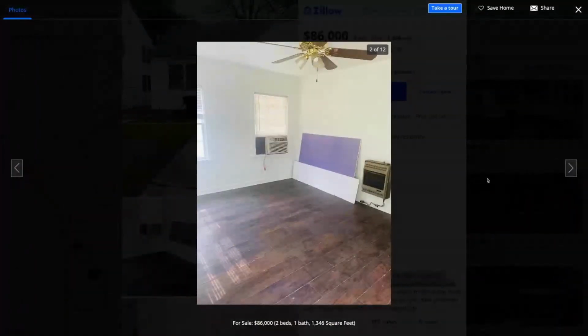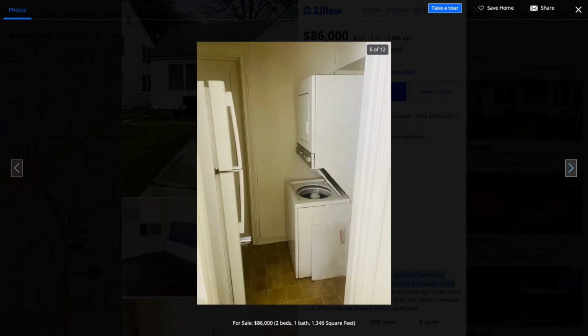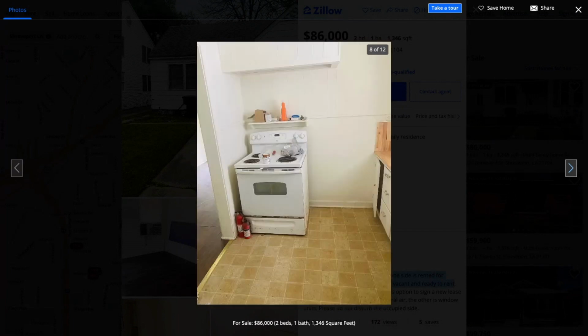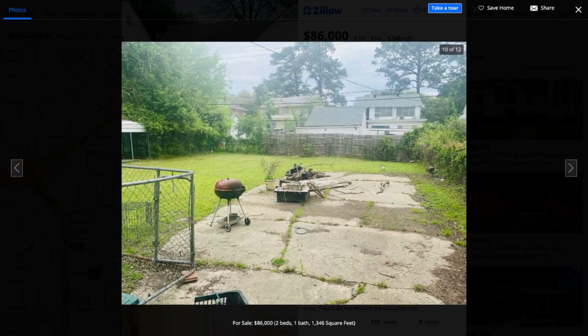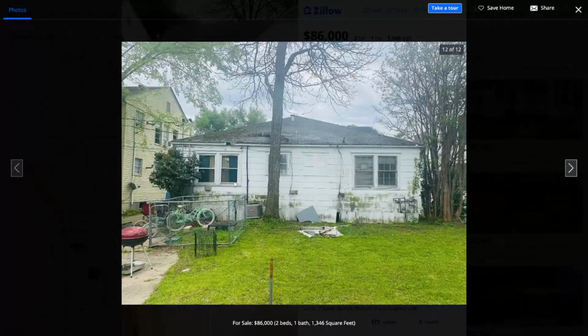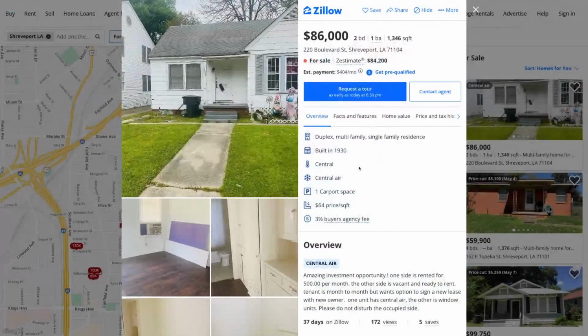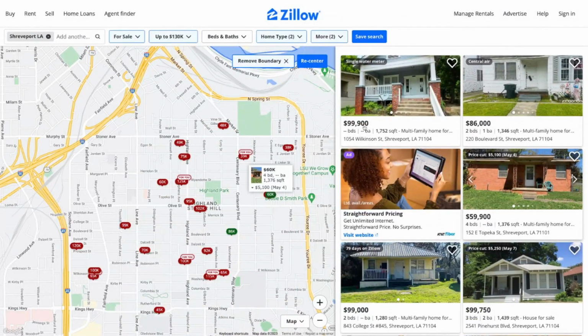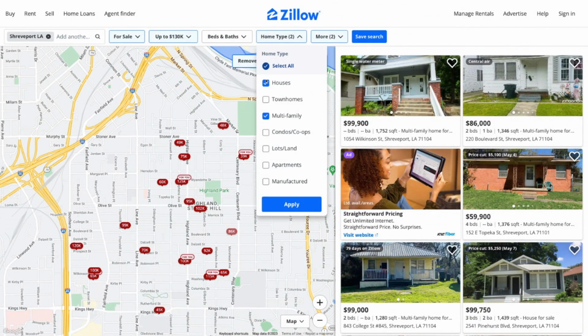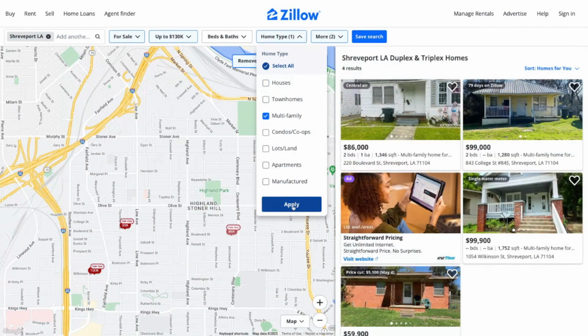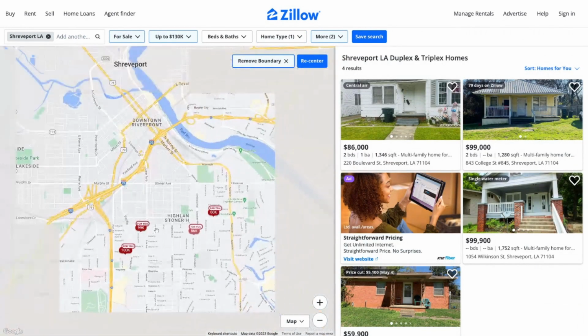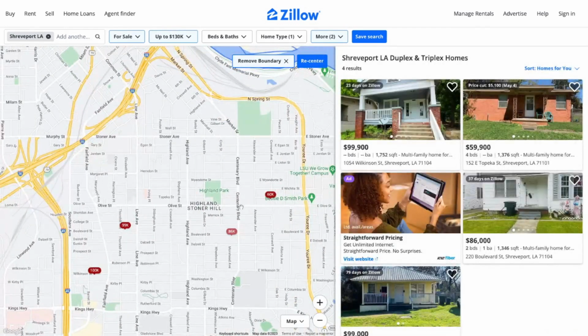Let's look at the condition. It's livable, move-in ready. I don't see any immediate fixes. This is great. At this price point, this is a decent sized yard. Sure, she could use some power washing, but I don't see it as unsafe. And if one side's rented, that's great. So $500 per month already. 2 bedroom, 1 bath, $86,000. All right, let's look at some of these other things. I'm going to change mine to only multifamilies to kind of keep this. Do we have a whole lot of multifamilies to look at? Yeah. Okay, great. Let's only look at these multifamilies.